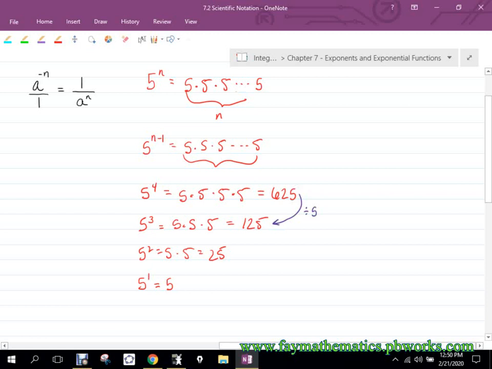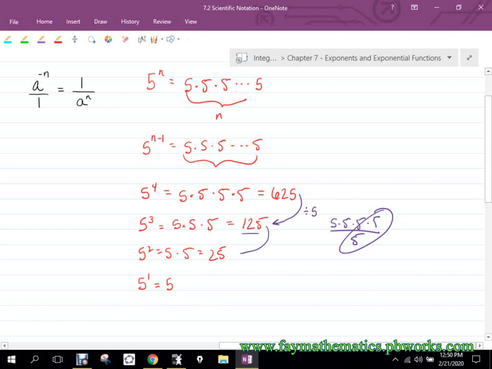Divided by 5, right? So this one was 5 times 5 times 5 times 5. If I take 5 times 5 times 5 times 5 and divide it by 5, those fives cancel out, right? And it leaves me just three fives to multiply together, so you get 125.